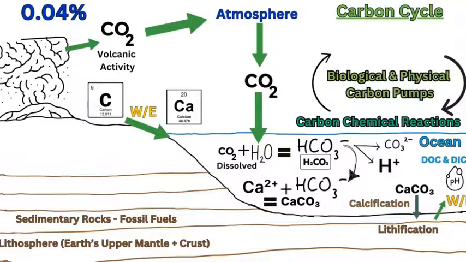The animals will die and decay, and what's left is the calcium carbonate shells, which are going to be buried and accumulate under heat and pressure, and this would eventually turn into lithification, forming various sedimentary rocks such as limestone and dolostone.